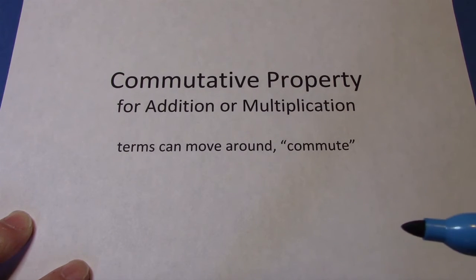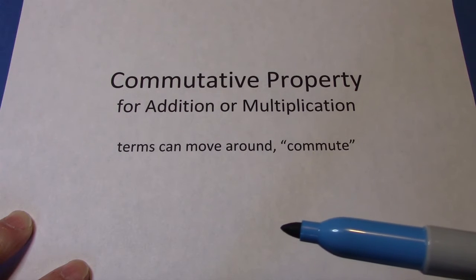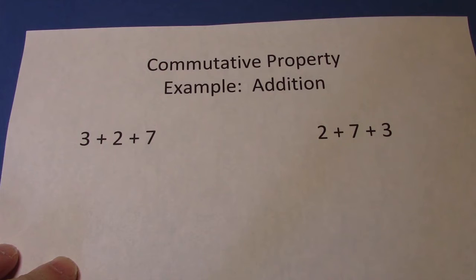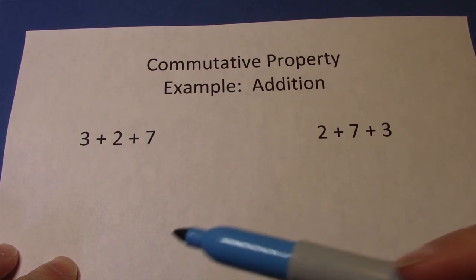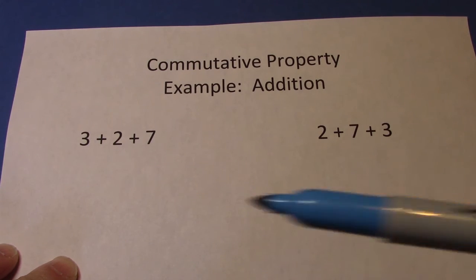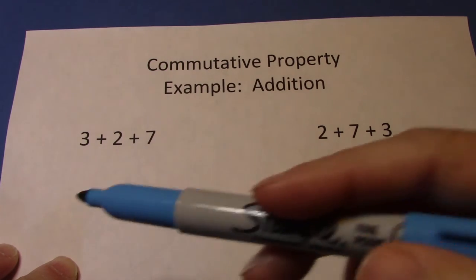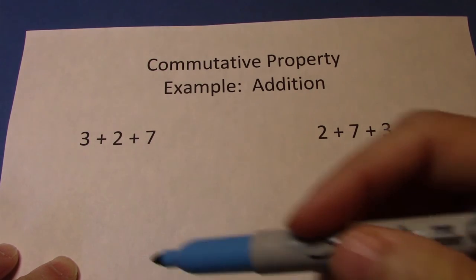It also works for just addition or multiplication, not subtraction and not division. Here's an example of the commutative property for addition. We've got the same numbers here on the left and the right, but they're in a different order. They've commuted around, they've changed places. But we're going to work left to right, and we're going to come up with the same answer.